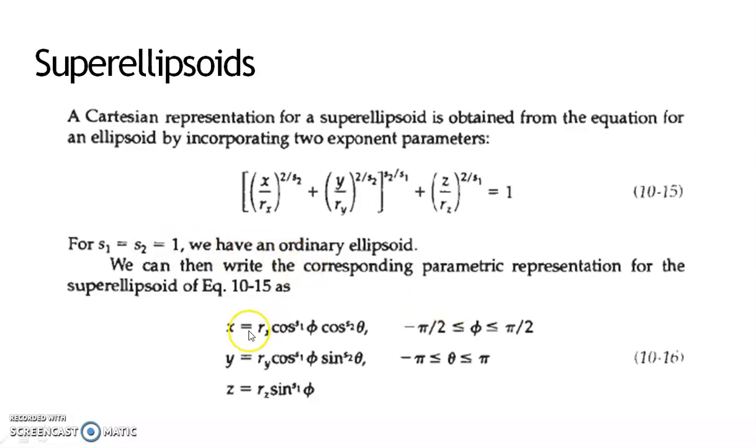Then the parametric representation we can write like this. X is equal to rx cos raised to s1 phi cos raised to s2 theta. Y is equal to ry cos raised to s1 phi sin raised to s2 theta. Z is equal to rz sin raised to s1 phi, where phi is in between minus pi by 2 and plus pi by 2. Theta is also in between minus pi and plus pi.